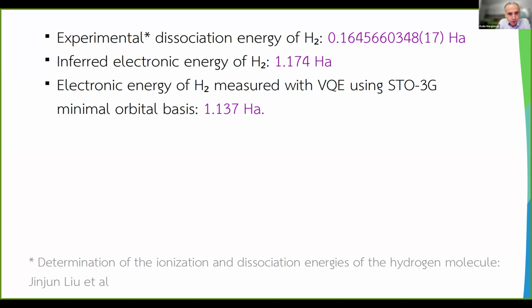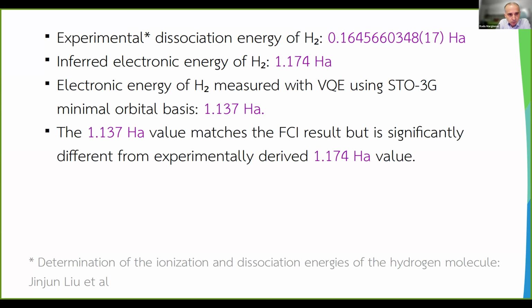Now, the electronic energy of the hydrogen molecule measured with VQE using STO-3G, which is the minimum orbital basis, is 1.137, which is quite different from 1.174. Now, this value, 1.137, is actually the FCI result. So this is the chemically accurate result when it's calculated in the minimum orbital basis.